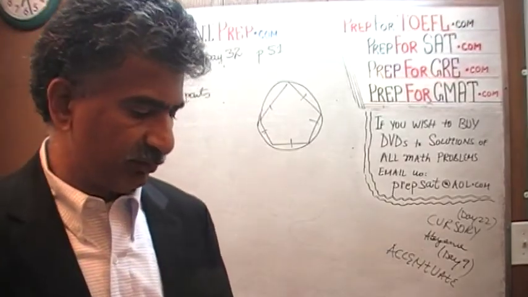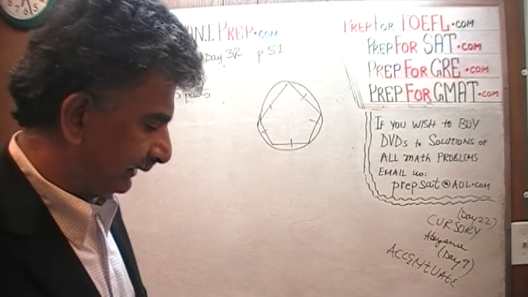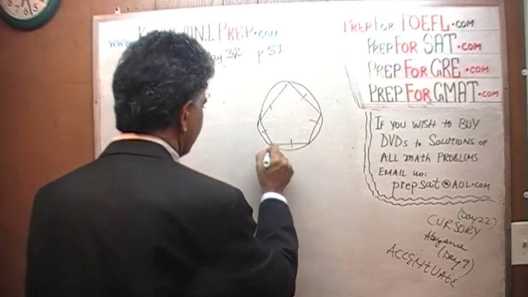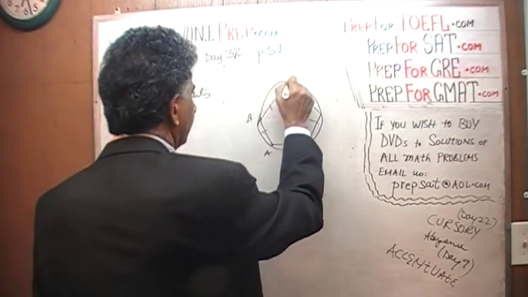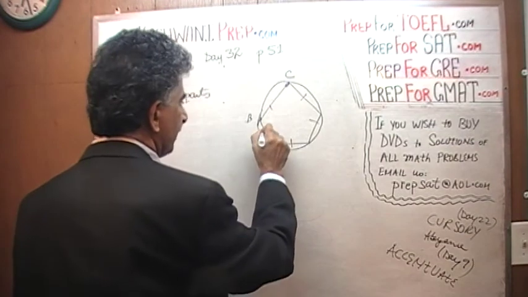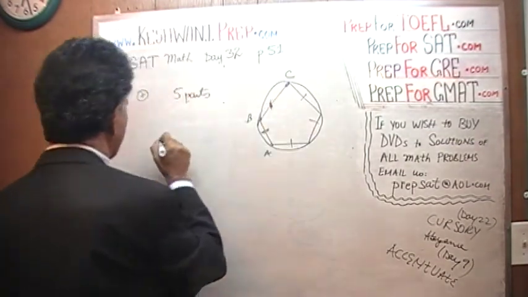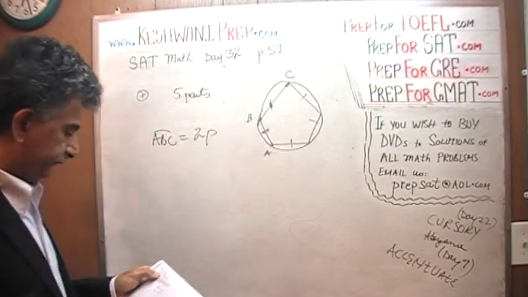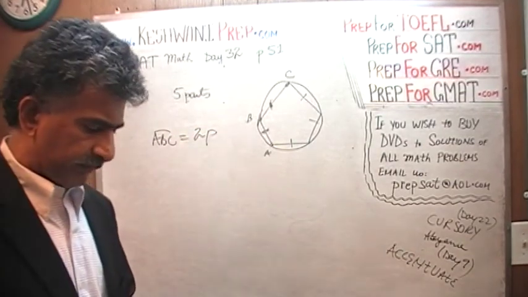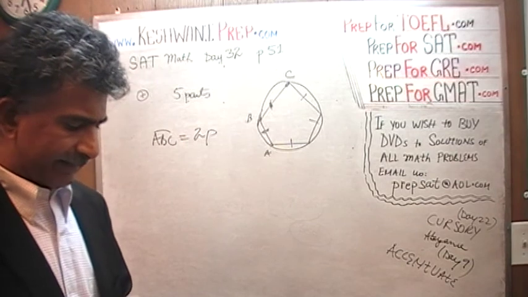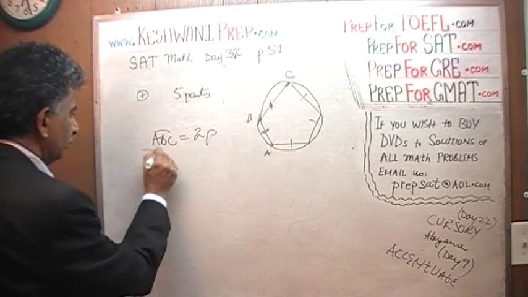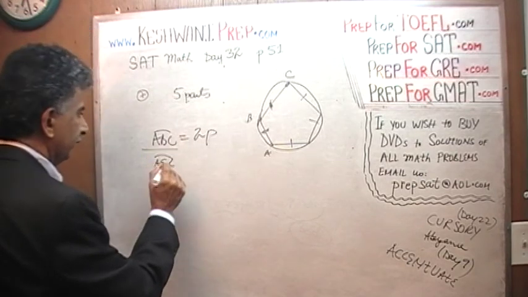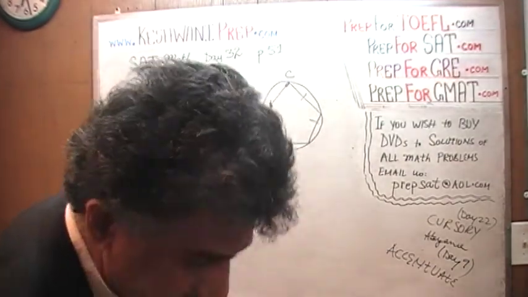The question simply is, what's the ratio of the length of arc ABC? Arc ABC, here's your A, here's your B, and here is your C. Now arc ABC is made up of 2 parts, 1 and 2. Let's call it 2P. What's the ratio of the length of the arc ABC to the length of arc AEC?